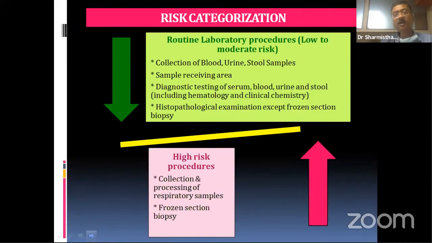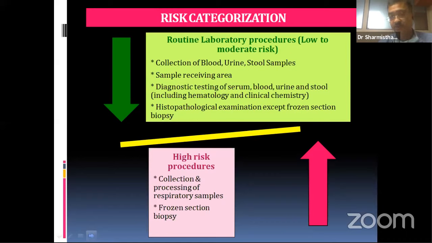Now, according to the job of a common laboratory, I'm talking about a common laboratory which is performing tests for COVID as well as a general category of tests, the risk categorization is divided into low, moderate, and high. We are taking a low to moderate risk category together. These include collection of blood, urine, and stool samples, sample receiving area, diagnostic testing of serum, blood, urine and stool, including all hematology and biochemistry sections, and histopathological examination, except frozen section biopsy. These come under low to moderate risk.